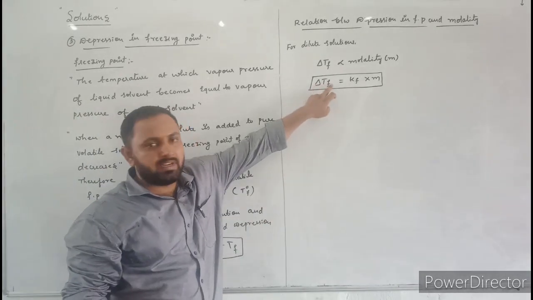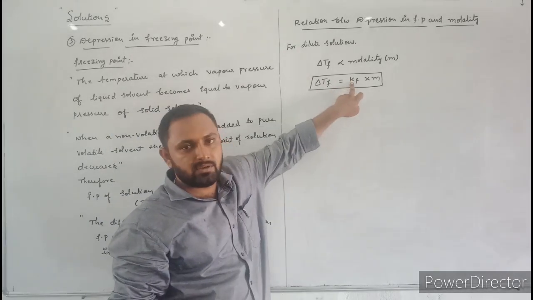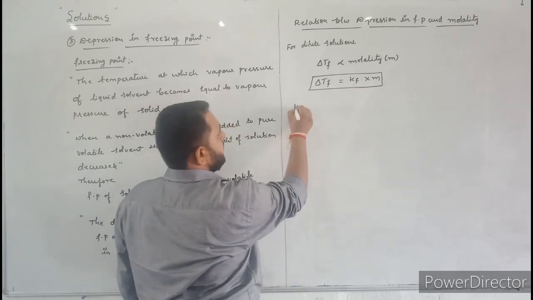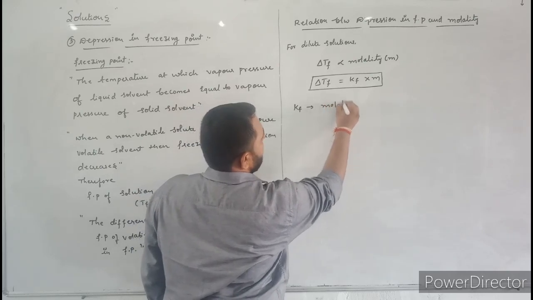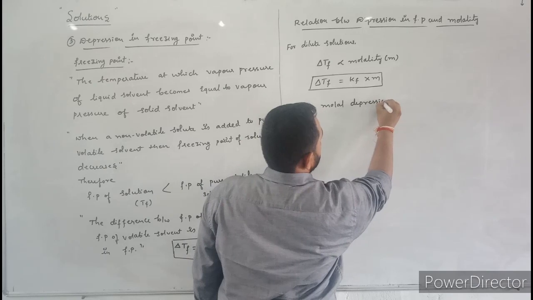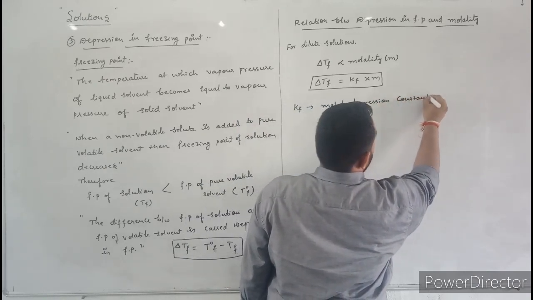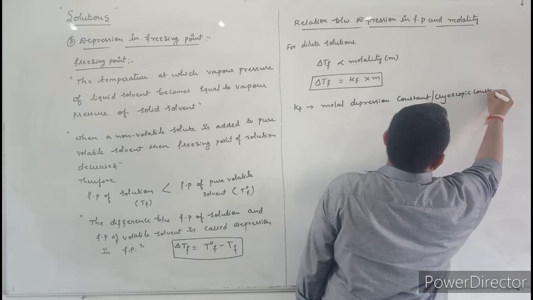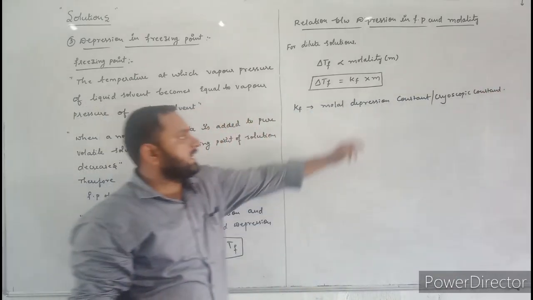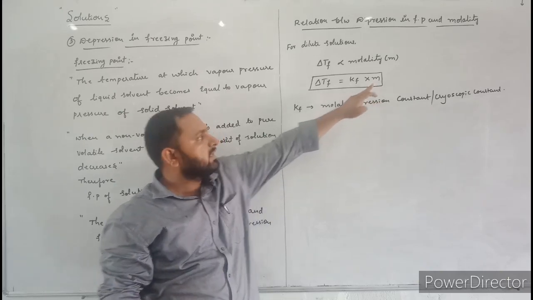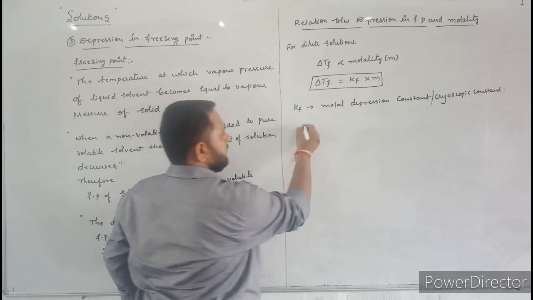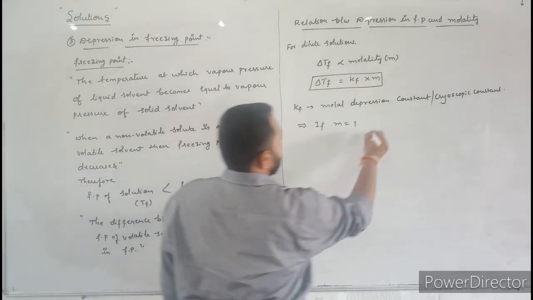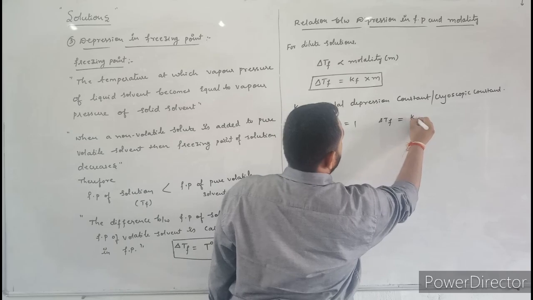Here delta TF means depression in freezing point. KF means molar depression constant. m means molality. Here I will write, what is KF? KF means molar depression constant, or we can call it the cryoscopic constant. Here if m value becomes 1, then delta TF becomes equal to KF. For example, if molality is equal to 1, then delta TF becomes equal to KF.